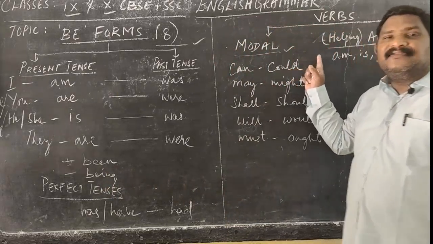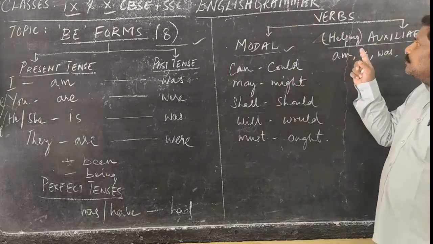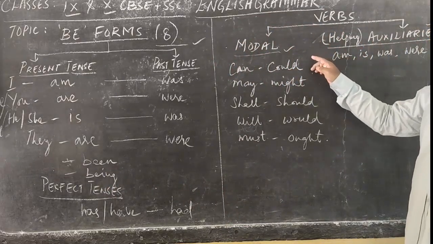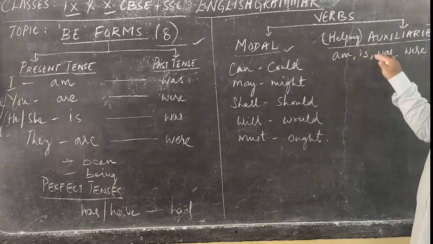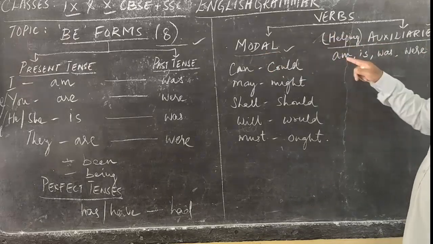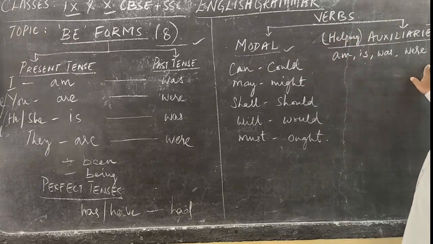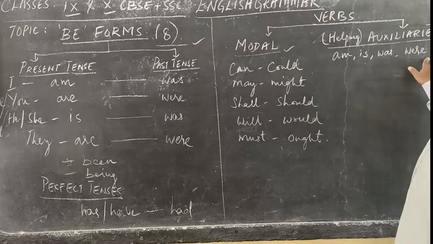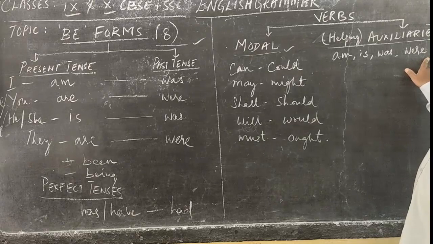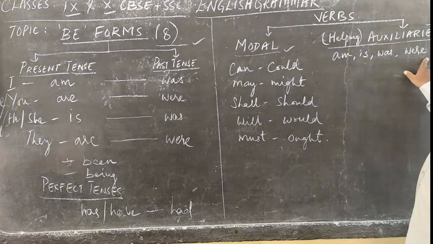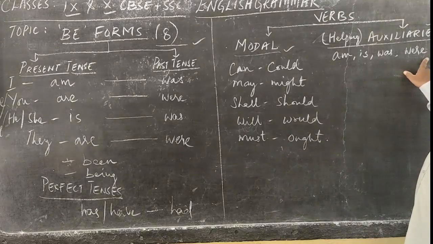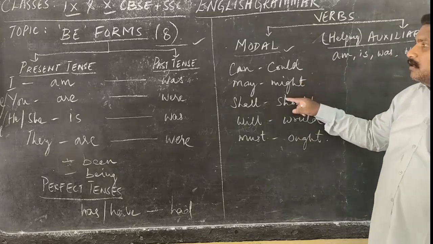Now, once again I am giving you the recapitulation. Another classification of verbs is modal verbs and auxiliary verbs. Auxiliary verbs, the helping verbs, are the be forms: am, is, was, were. Where do they occur? The auxiliary verbs, the helping verbs, occur before the main verb in a sentence. That's the point.